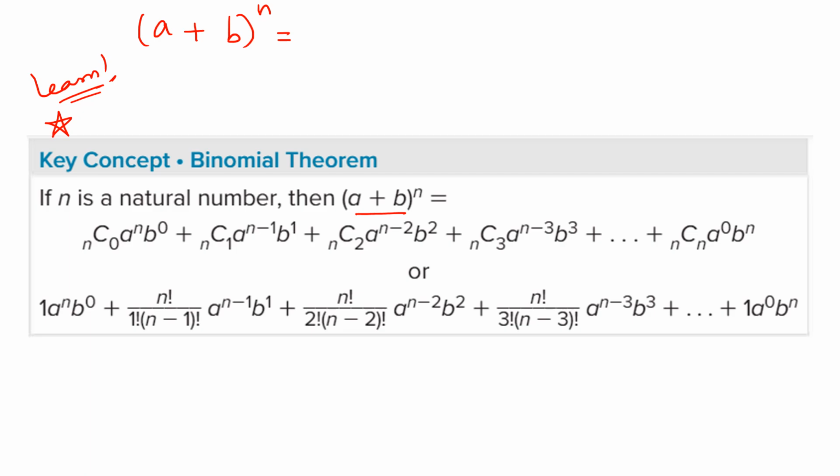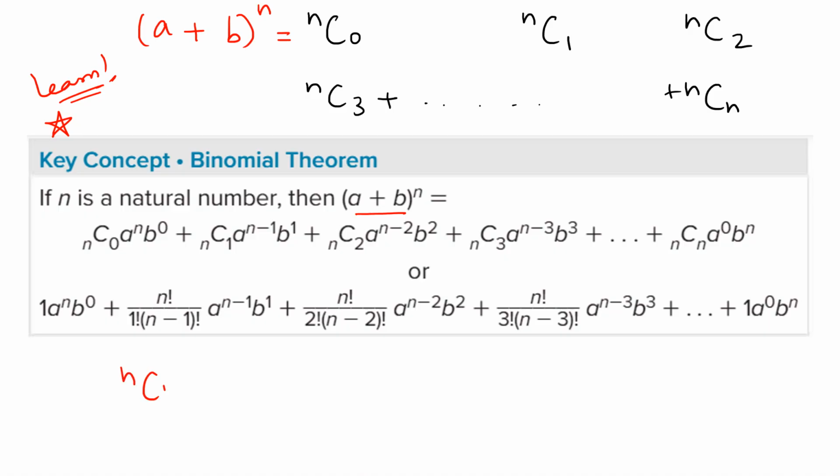nC0, the first binomial coefficient, nC1 next, nC2, then nC3. This will go on and on till you reach nCn. That will be the last binomial coefficient. What is this C? It is combination. The formula, if you have forgotten: nCk is n factorial over k factorial times (n minus k) factorial. You can use your calculator to do this factorial.